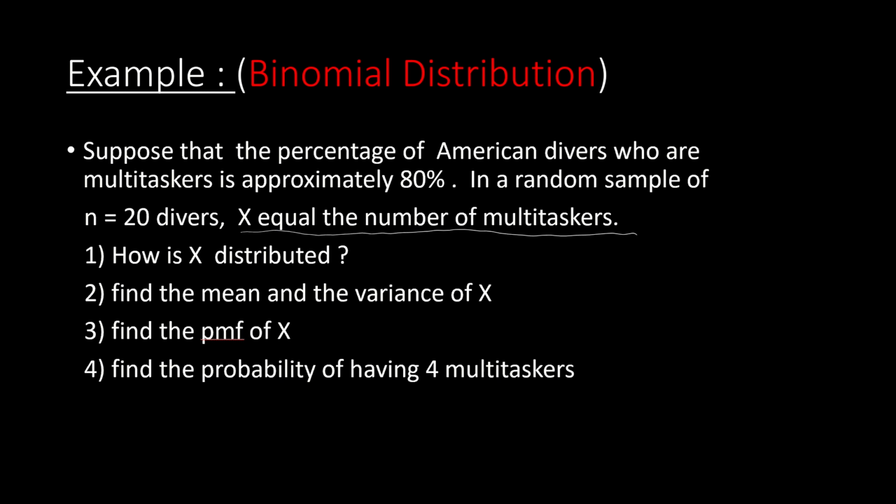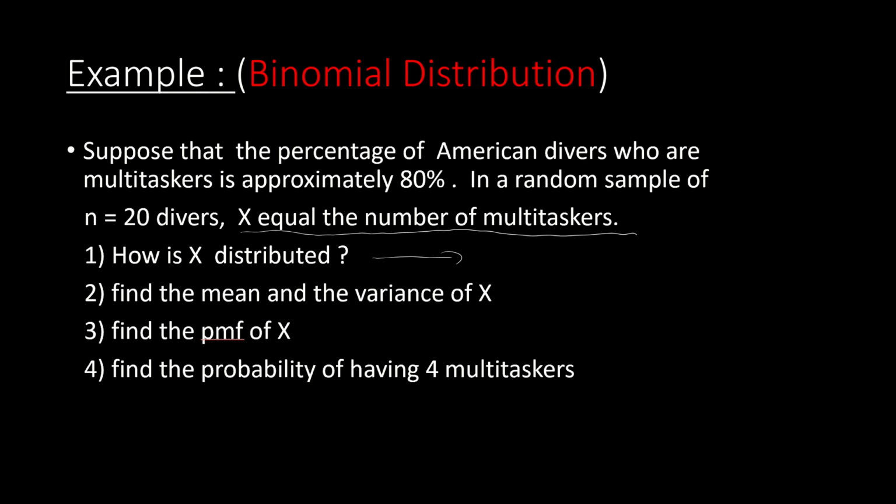So that's why we say that this is a binomial experiment. It's a series of Bernoulli experiments, and in every Bernoulli experiment we can get either a multitasker or not a multitasker. Now we do that so many times, and we count how many times we get a multitasker. That's our interest. So it's a binomial experiment, a series of independent Bernoulli experiments. So how is x distributed? This is a binomial distribution. Find the mean and the variance of x.